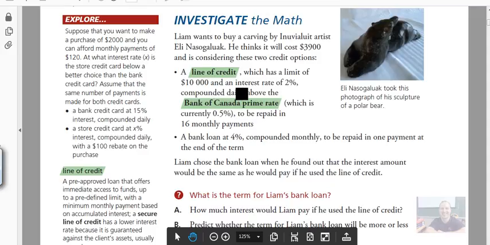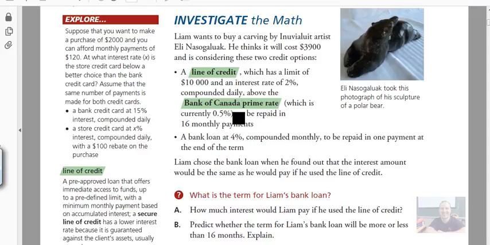Okay, so you can get money here right away. It's a little bit different than just putting it on your credit card. It's a line of credit. And usually the line of credit has quite a bit lower interest rate than putting it on your credit card, which can be 15, 22%, right?